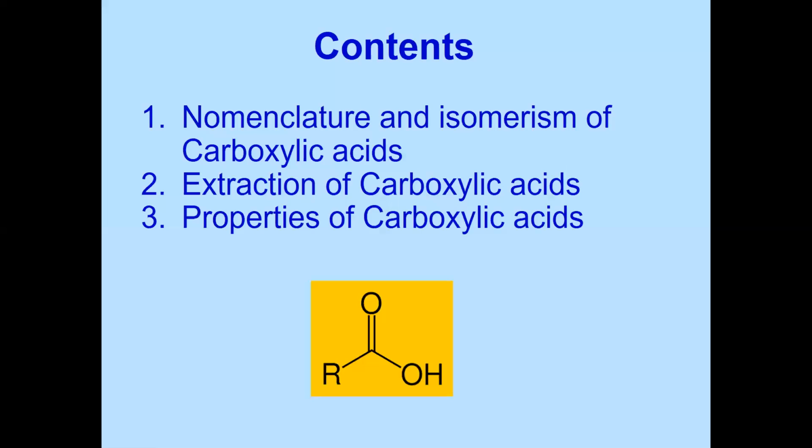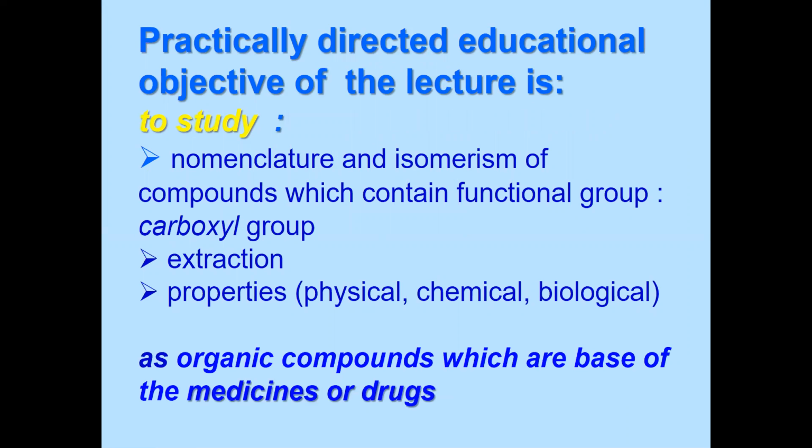Contents: nomenclature and isomerism of carboxylic acids, extraction of carboxylic acids, properties of carboxylic acids. The practically directed educational objective of the lecture is to study nomenclature and isomerism of compounds which contain the functional group carboxyl group, extraction, properties, physical, chemical, biological, as organic compounds which are the base of the medicines or drugs.